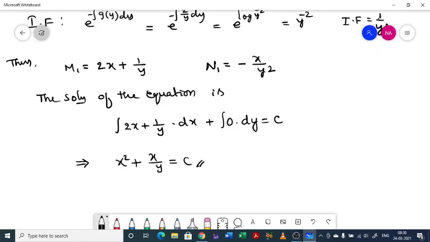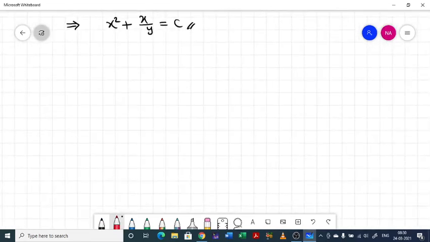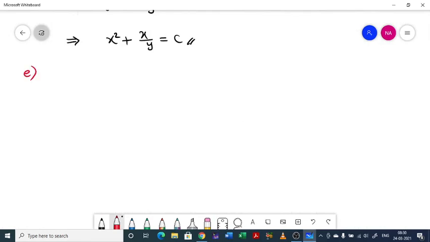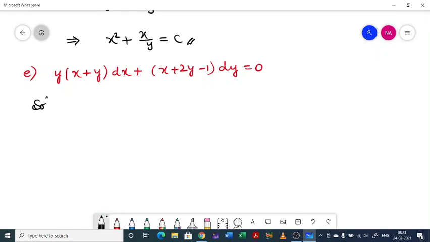I think that was A, B, C, D. Next E. Solve y times of x plus y dx plus x plus 2y minus 1 into dy equal to 0. Solution. Given, okay, I'll write M here. M equal to y into x plus y.